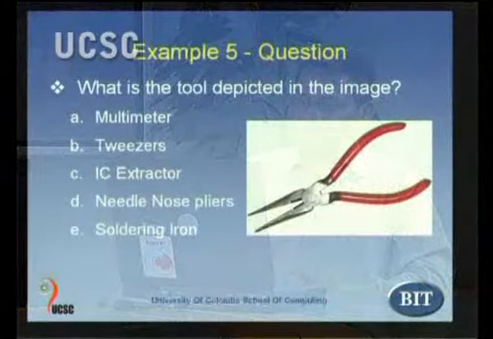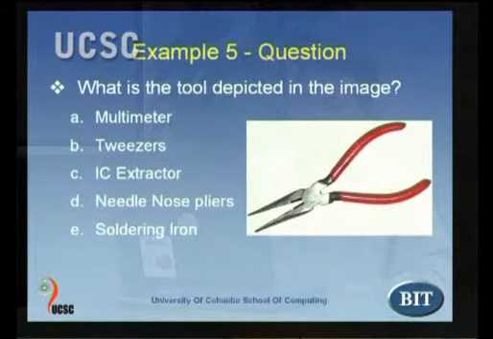So we have given as many images as possible, and even in the students manual we have included a lot of these images, so that students know what the basic tools needed are, and they should be able to identify them. So in this question we basically ask, what is the tool depicted in the image? We have given an image here, and we have 5 options: the multimeter, a tweezer, IC extractor, a needle nose plier, and a soldering iron.